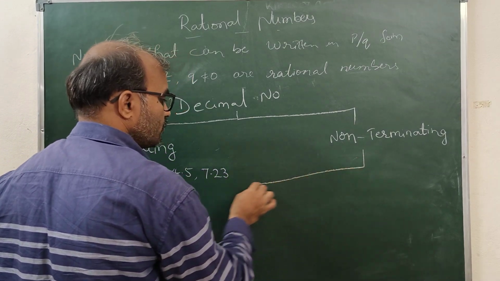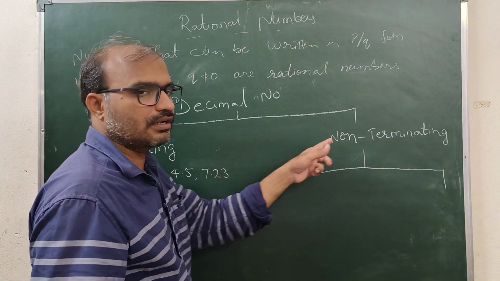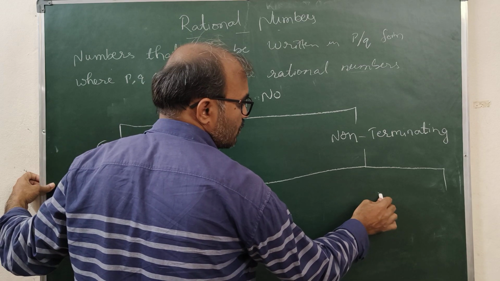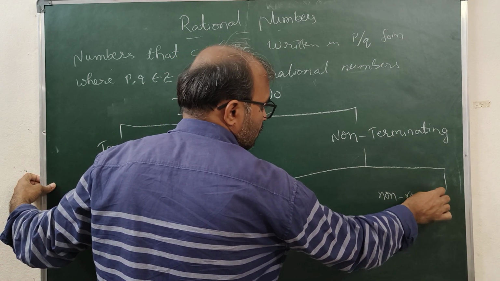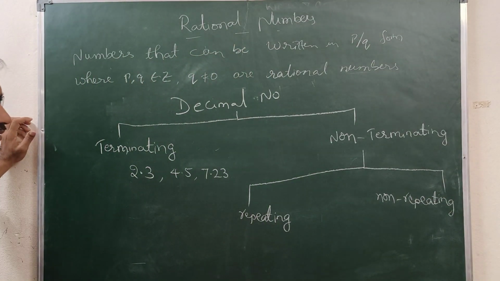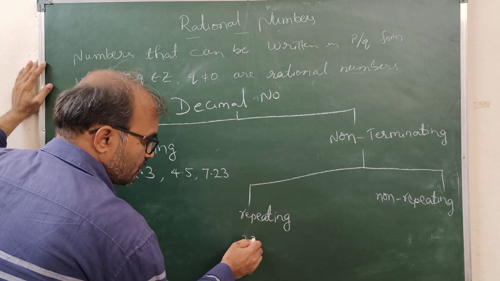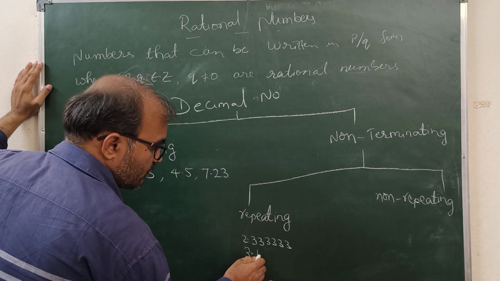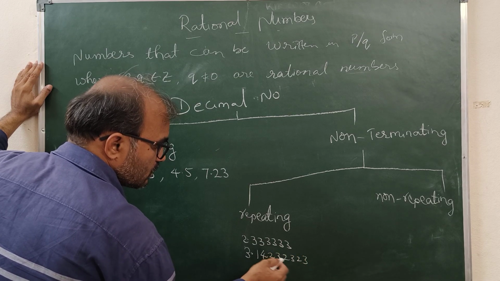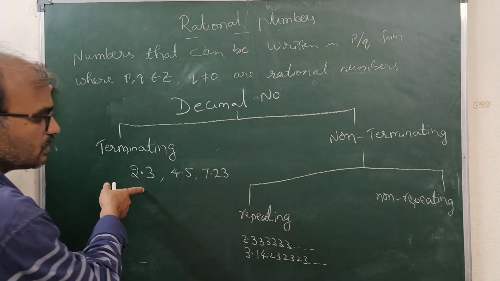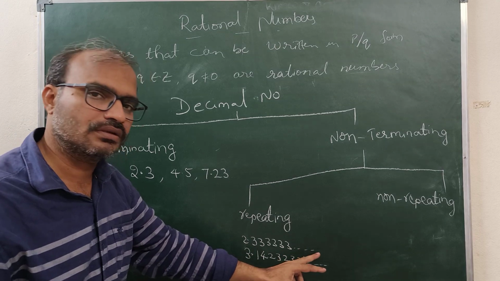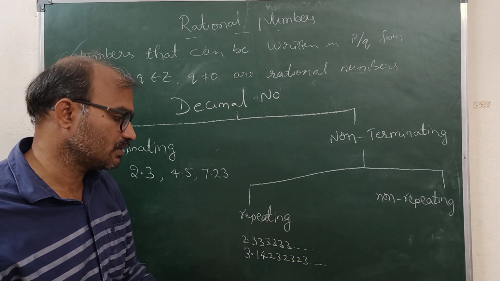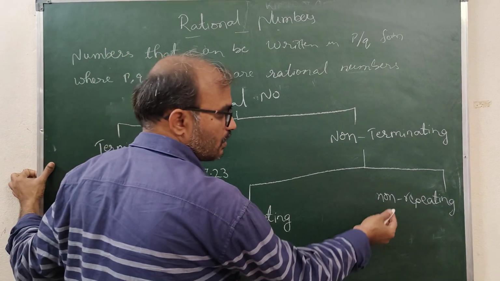In non-terminating, again we have two types of decimal numbers. First one is non-terminating repeating, and the second is non-terminating non-repeating. Right? Repeating means like 2.3333, where a digit or a group of digits will repeat, or 3.14232323. You write dash dash dash to show this. If you don't write dash dash dash after the number, whatever the number of digits after the decimal point, it becomes a terminating decimal number. So to indicate non-terminating, write dash dash dash, so that it keeps repeating. Now, non-terminating, non-repeating.